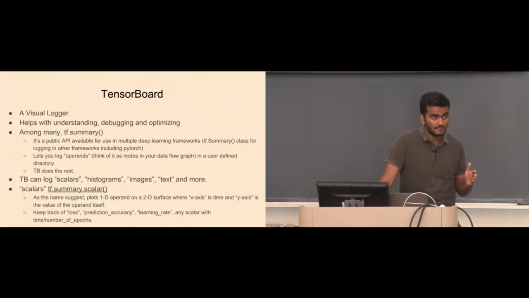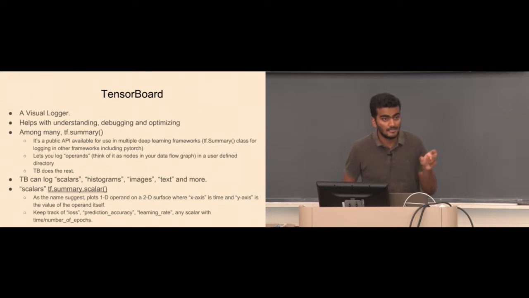When I say that we can plot images, I basically mean that, again, it's going to be a matrix, it's going to be two-dimensional, it can also be three-dimensional, where the third dimension could be the number of channels that you have in that image, and TensorBoard automatically plots that image for you.